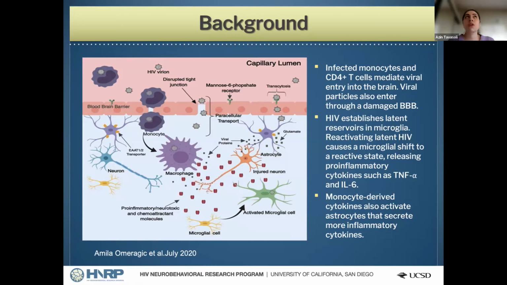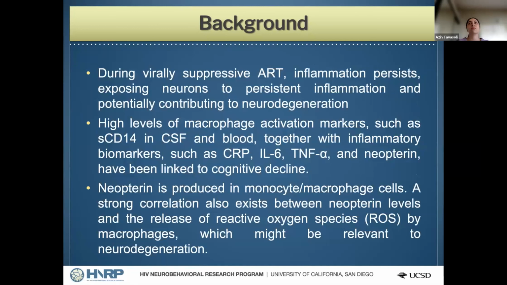with HIV. We know that ART can help people to have a longer life, but their neurons can be exposed more to inflammation that can contribute to neurodegeneration. And high levels of macrophage activation markers such as CD14, and also CRP, interleukin-6, TNF-alpha, and neopterin have been linked to cognitive decline. Also, neopterin is a product of monocyte cells, and some studies found that it can be related to reactive oxygen species that might be relevant to neurodegeneration in people with HIV.